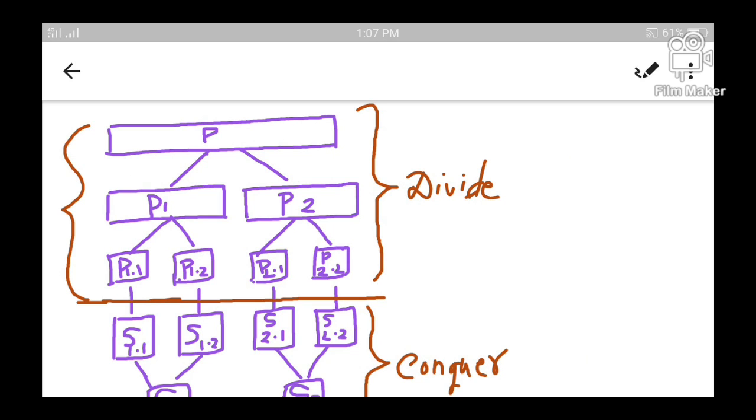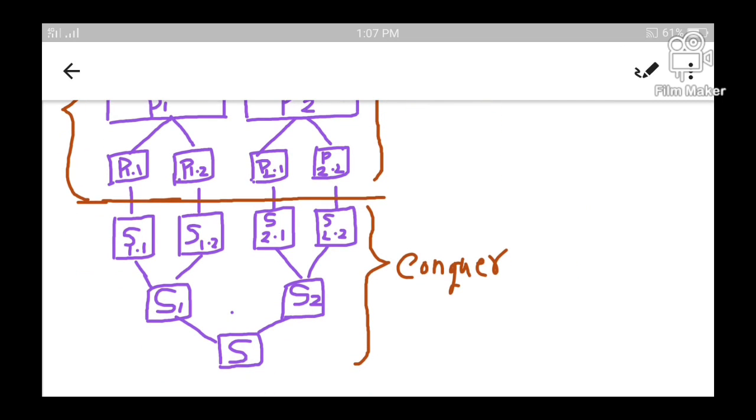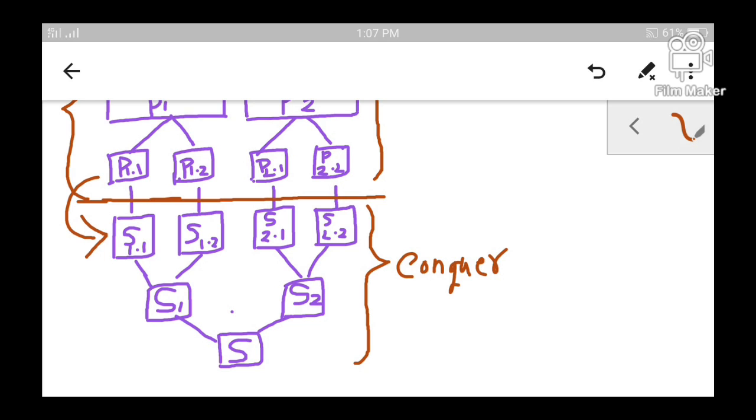Now the second section begins. The process of solving individual problems and combining the solutions to get the actual solution of the main problem is what is known as the conquer section. Let us move on to the conquer section. As I already told you, P1.1 and P1.2 are small enough to be solved directly. So I am going to solve P1.1 first. P1.1 is solved and its solution is labeled as S1.1.